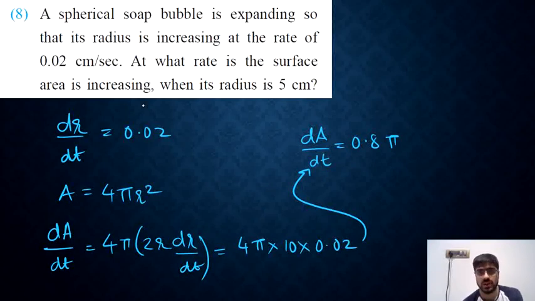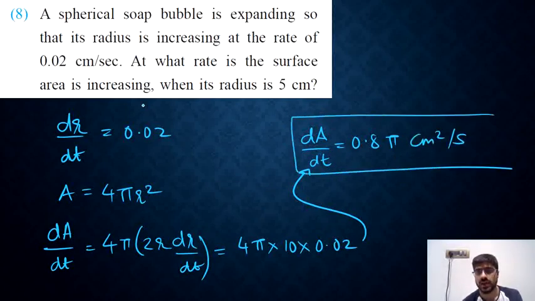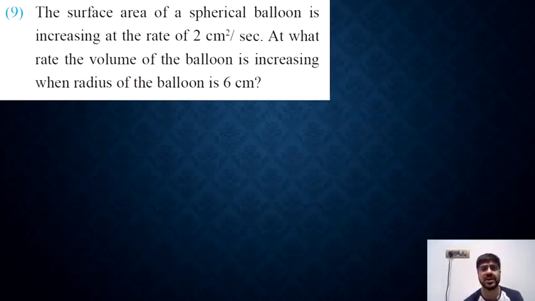Because this is the rate of change of area, we need to write it in units of area, which is centimeter square in this case, per second. So the rate of change of surface area will be 0.8 pi centimeter square per second. And with that, we go ahead with our 9th question.